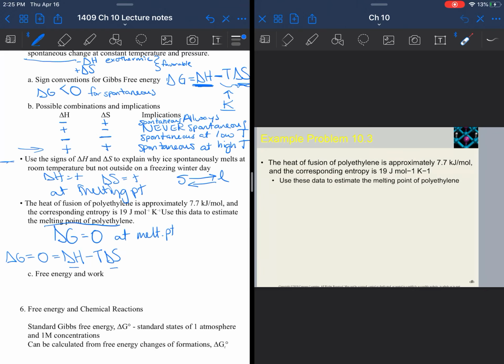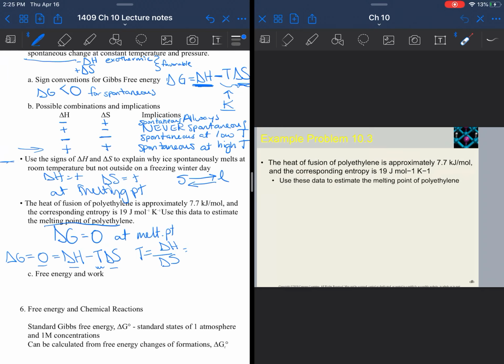Now we know delta H and delta S. We want to solve for T. So I'm going to rearrange this. With 0 on this side, there's only one variable for us to solve for. T is going to equal delta H over delta S. And then it's just a matter of plugging in.